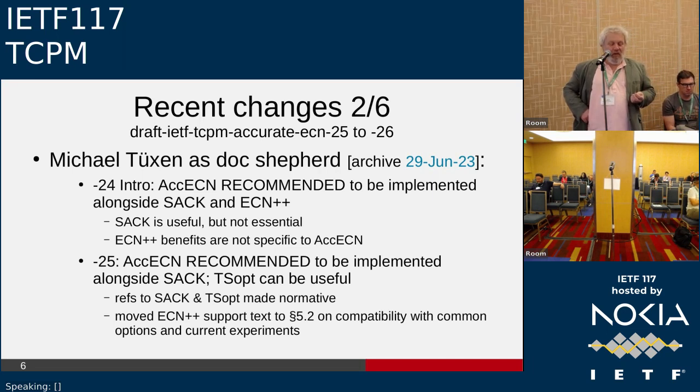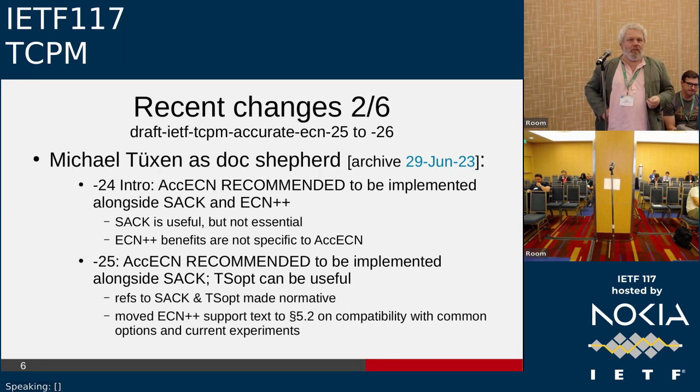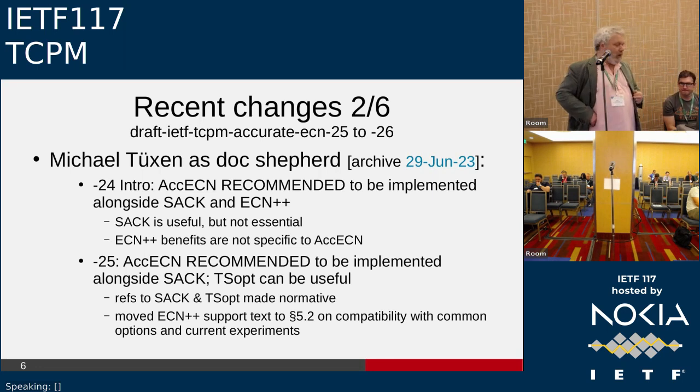So we took that bit out, but we recommended that it's implemented alongside SACK and mentioned that TS Opt can be useful as well. And we made the references to SACK and TS Opt normative. And the ECN++ support, we have a section at the end about how accurate ECN works with various current TCP options and experiments and things, and so we put it in there. Okay, next.